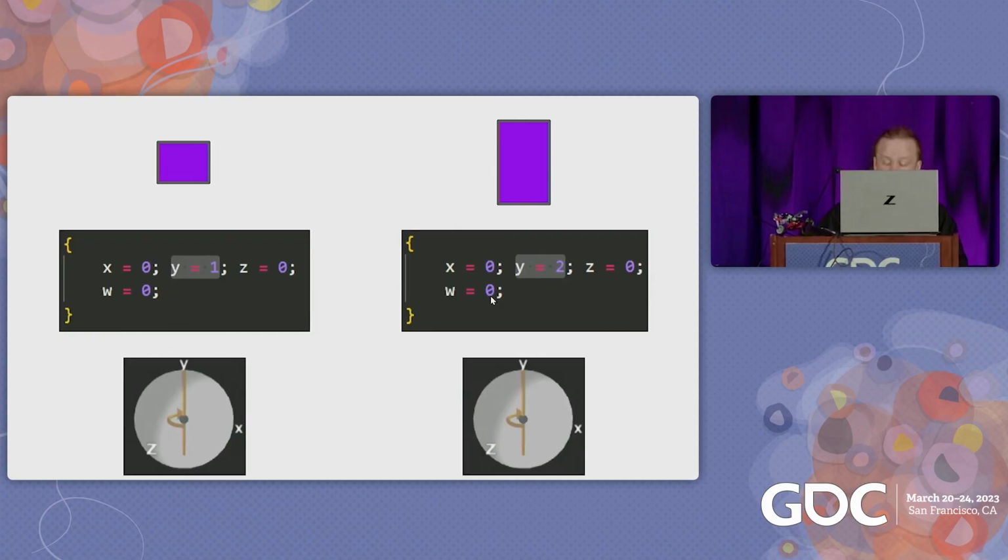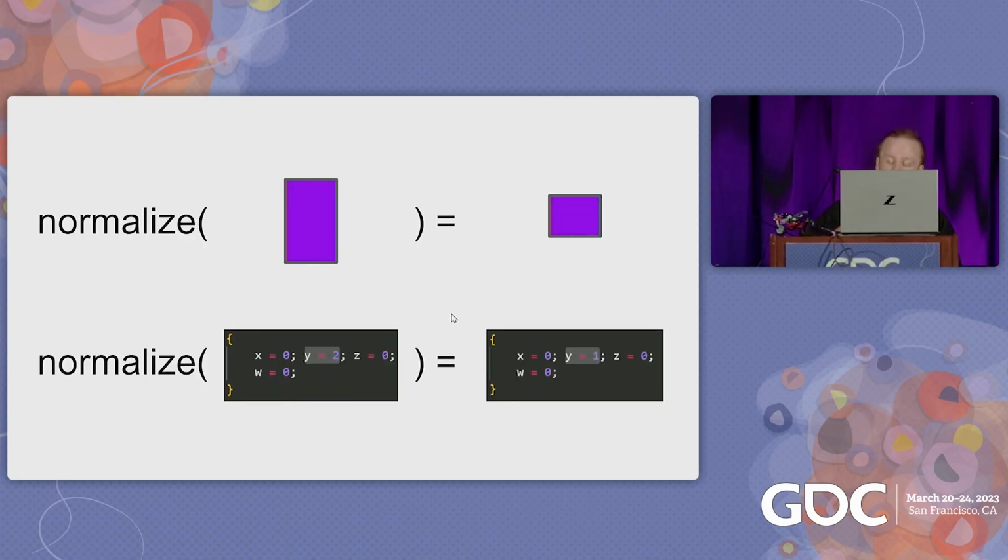And there are some other differences that I won't go into, but if you're worried about the difference there, you can normalize your quaternions or your colors. Like if you take 2 buckets of purple paint, you can turn it into 1 bucket of purple paint. Similarly, you can turn this quaternion into what we have here, which is the unit quaternion.